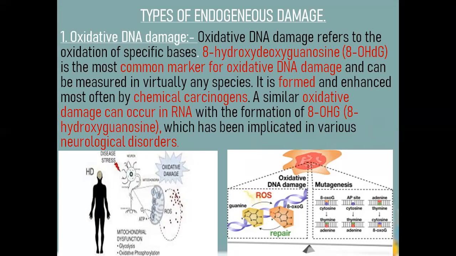Oxidative damage is initiated and enhanced by chemical carcinogens. Similarly, this type of oxidative damage will also occur in RNA, with the formation of 8-hydroxyguanosine, which will cause certain neurological damages.